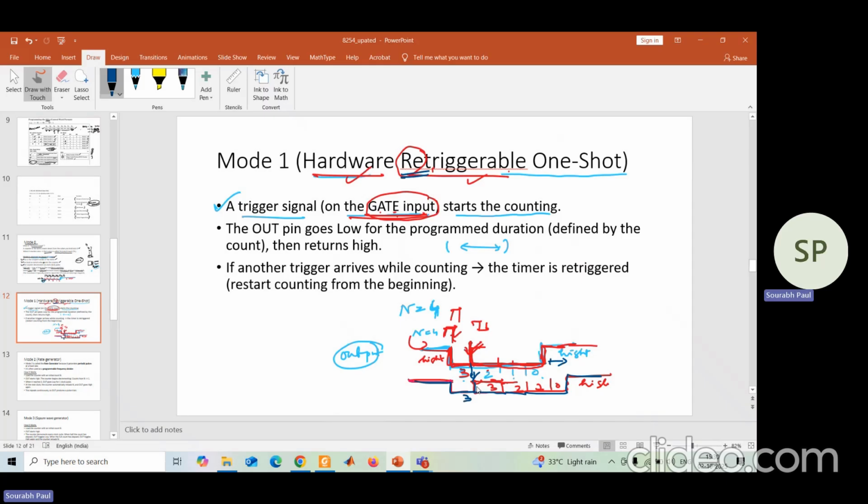In between, means before completion of the count, if you again trigger the gate terminal, it will start the count from the beginning itself. That's why this is known as retriggerable one shot. Hardware retriggerable one shot. If another trigger arrives while counting, the timer is retriggered, so it restarts the counting from the beginning. So this is the property of mode 1.